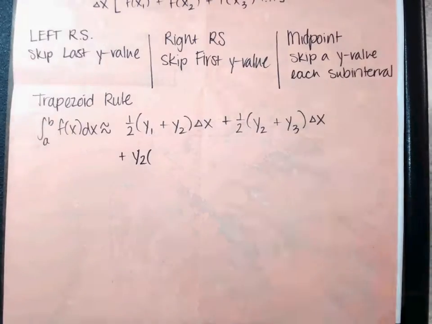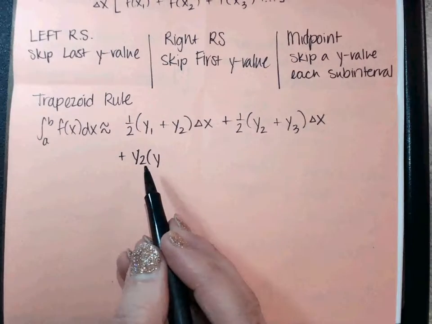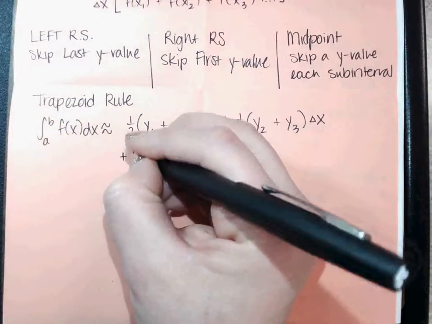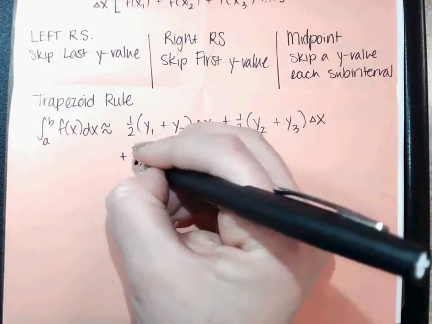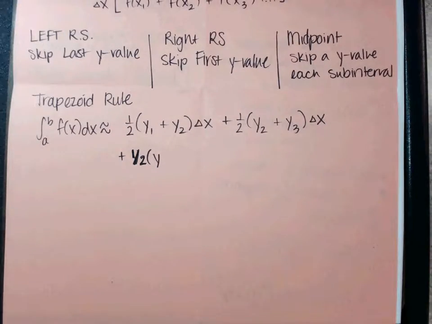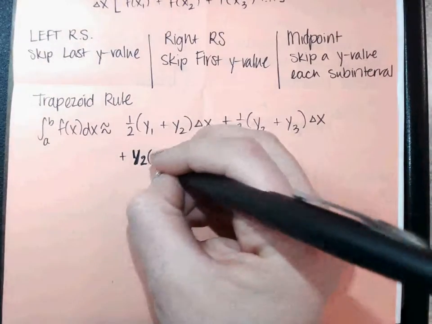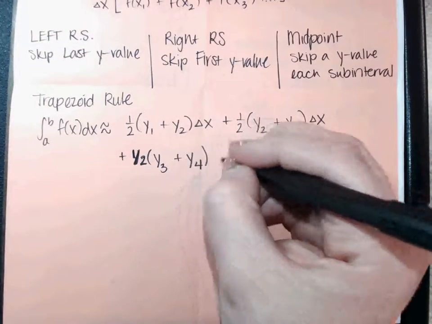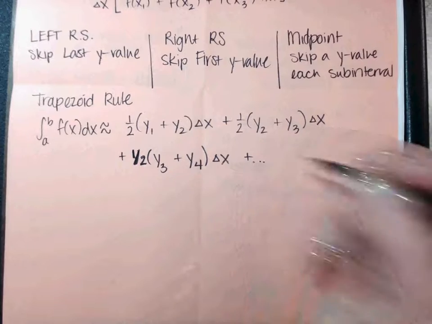1/2 y3 plus, ooh, that doesn't look like a 1/2. Make yours look more like a 1/2 than that, okay? Oh, it just looks worse. I can't even write. It's fine. Okay, plus dot dot dot.